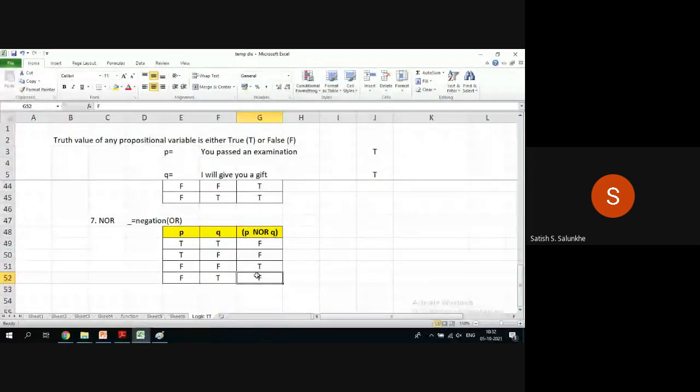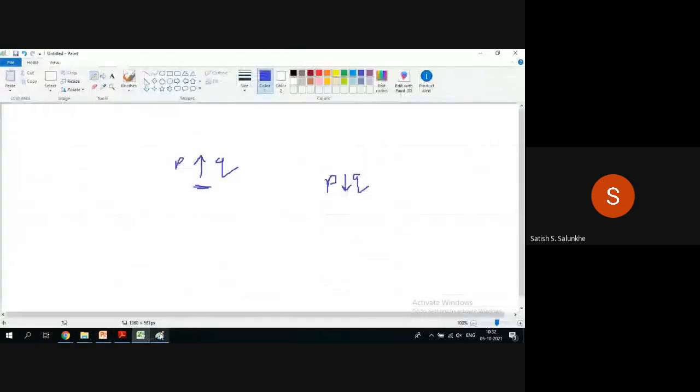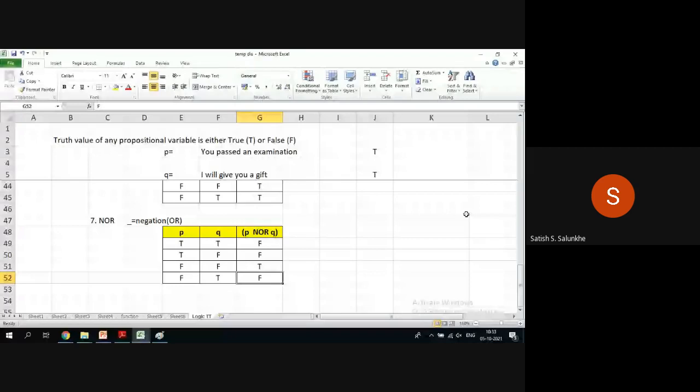Done. So symbolically also, this is P NOR Q. This is basically equal to not of P or Q. This is the fundamental operation, this is the derived operation. This derived operation is equal to not of the fundamental operation.